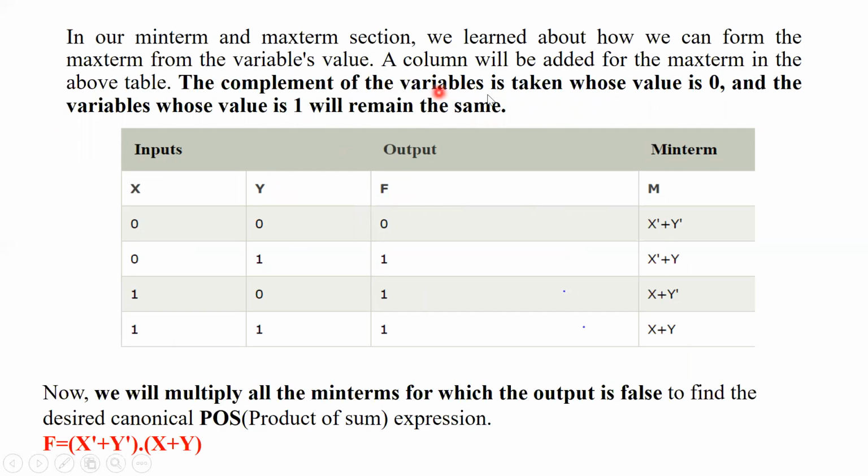Now, for the complement of the variable, as in the previous case, where the value is 0 we take the complement, and where the value is 1 the variable remains the same. Now, this is the sum. Maxterm was a sum. So what we do is x dash, this is 0 so it is the complement. So x dash plus y dash. This will be x dash plus y. This will be x plus y dash. And this will be x plus y.